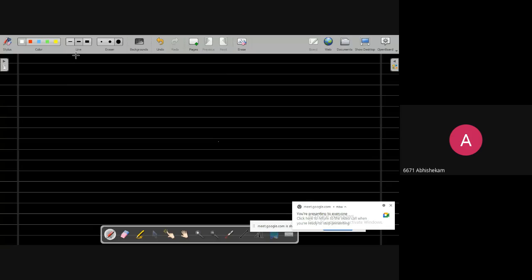Discuss how to find the eigenvalues and eigenvectors for the complex matrix. We are trying to find the eigenvalues and eigenvectors of the complex matrix, meaning a matrix which has complex numbers.